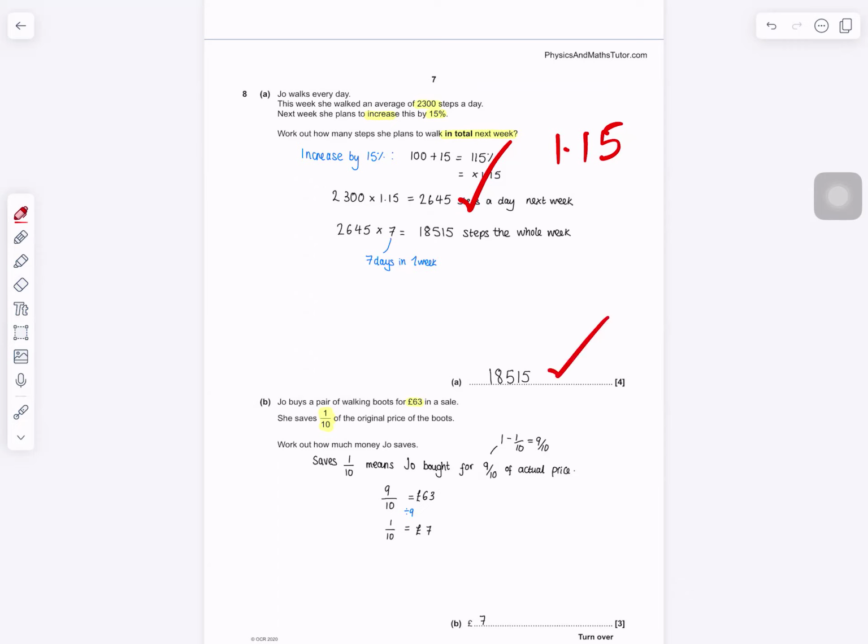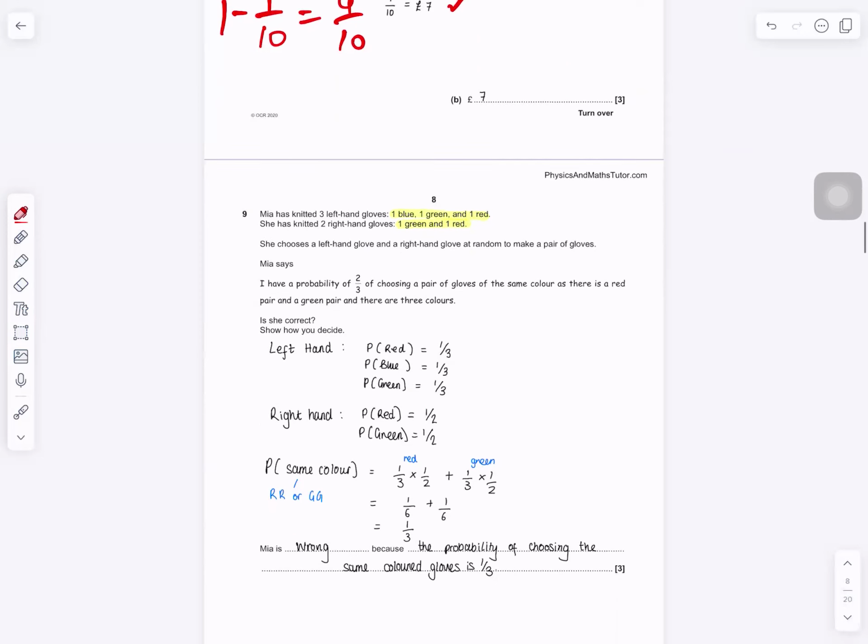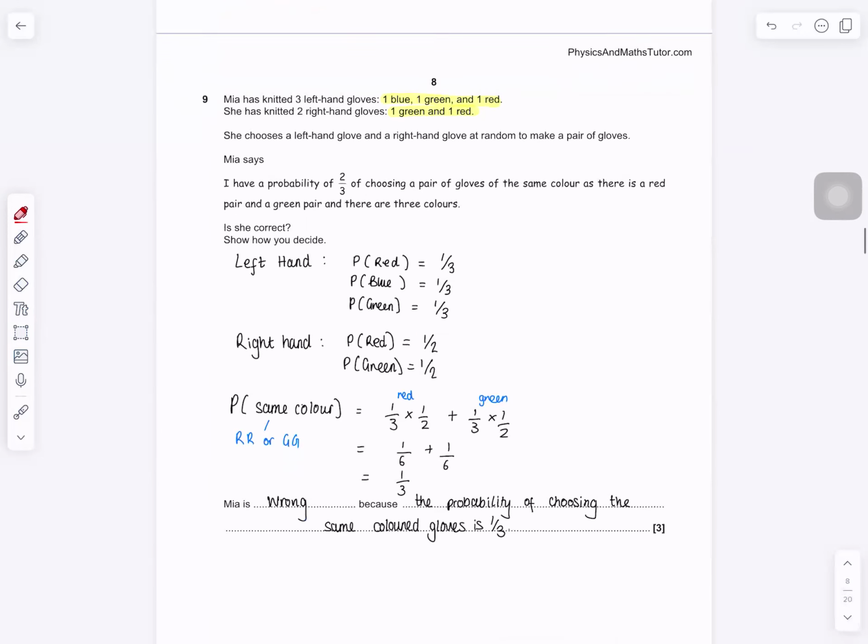And then part B, Joe buys a pair of walking boots for 63 pounds. She saves 1/10 of the original price of the boots. When you save 1/10, what is left? 9/10 is left. And they say that 9/10 is equal to 63 pounds. So 1/10 is 7 pounds. Yep, 9/10 is 63 pounds, 1/10, 7 pounds.